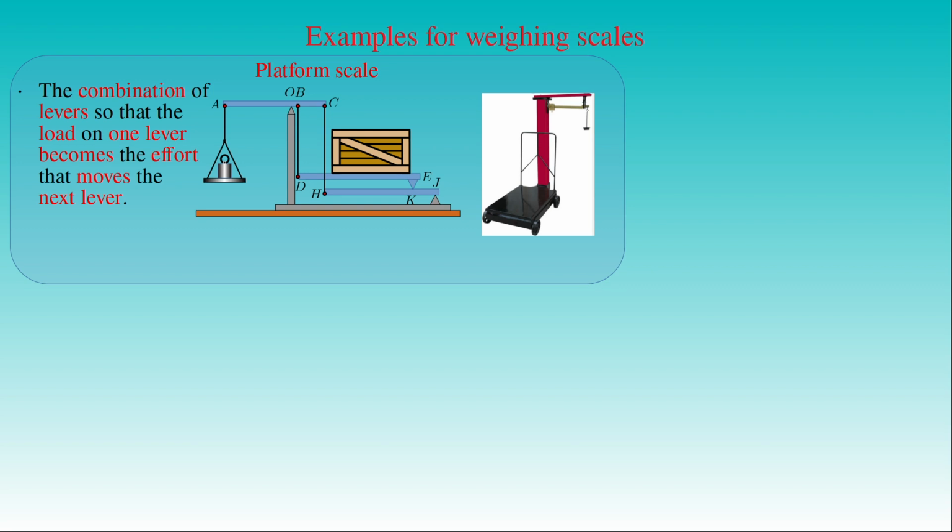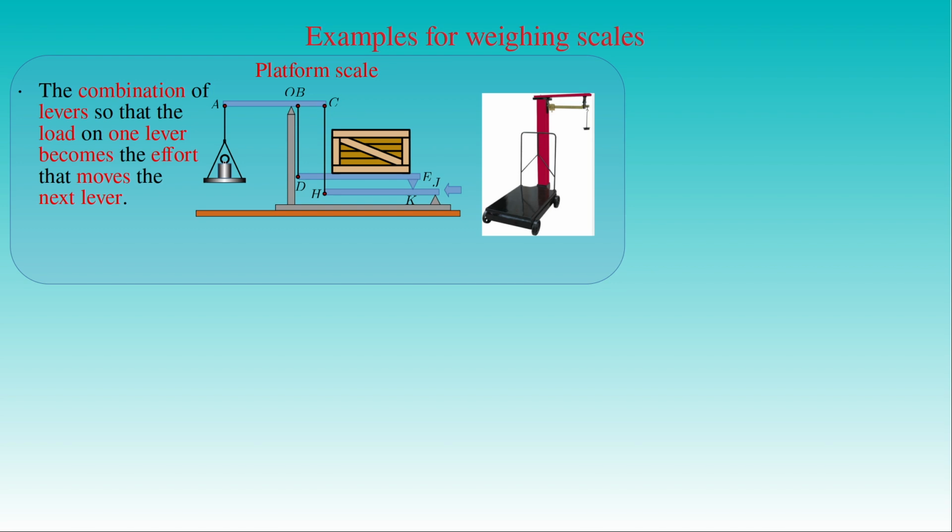In the schematic figure of a platform scale, the lever denoted by the letters A and C at its two ends is a first-kind lever with the fulcrum at the point O. A standard weight is suspended from its end A, whereas the second-kind lever denoted by the letters H and J is suspended from its end C. The fulcrum of the second-kind lever is at its end J.